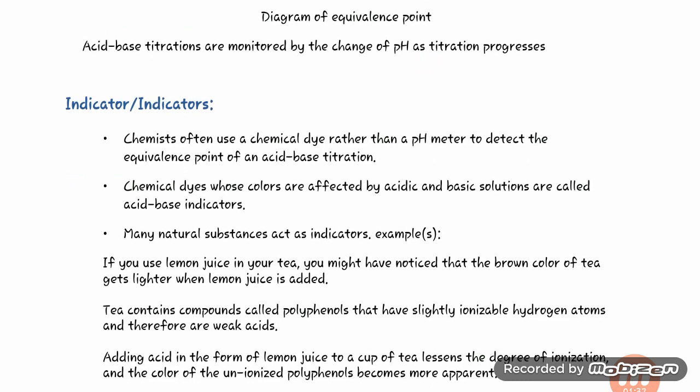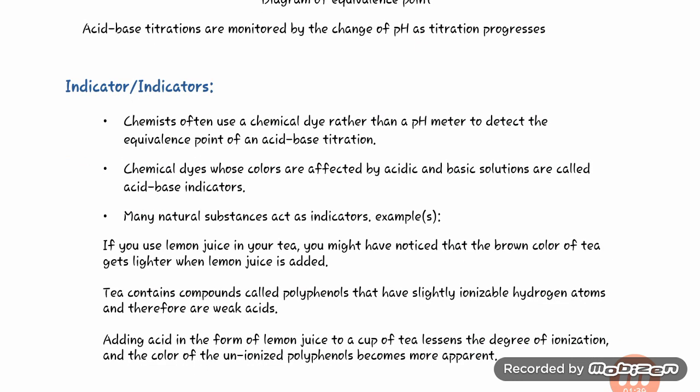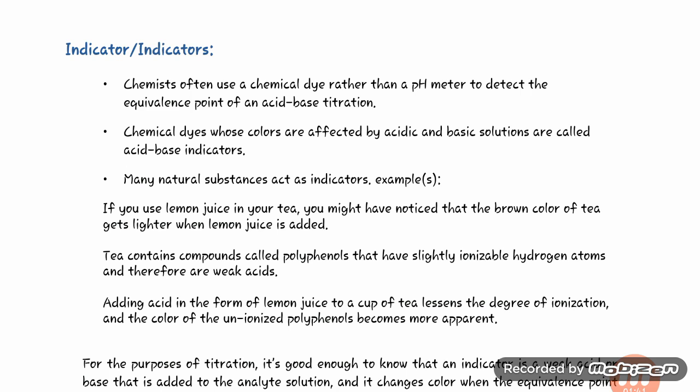Next is the indicator. Chemists often use a chemical dye rather than a pH meter to detect the equivalence point of an acid-base titration. Chemical dyes whose colors are affected by acid and base solutions are called acid-base indicators. Many natural substances act as indicators.